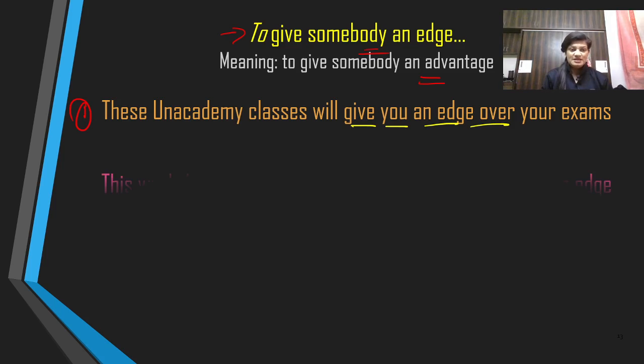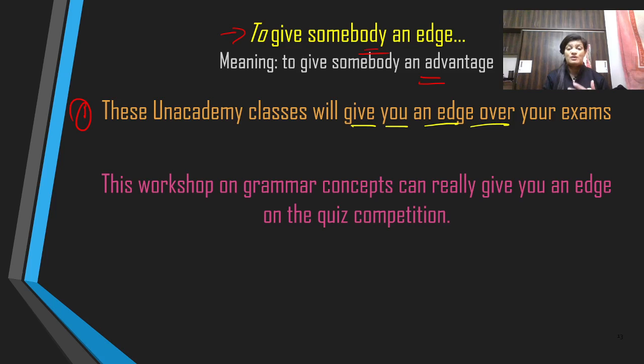Next usage is: this workshop on grammar concepts can really give you an edge on the quiz competition. Now, here we are talking about the workshop. Supposing you attend the grammar concepts workshop, then obviously you will get an edge. That means this workshop is going to be beneficial, I mean, it will turn out to be an advantage to you over the quiz competition.